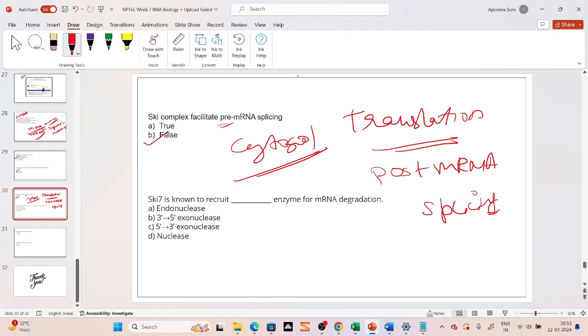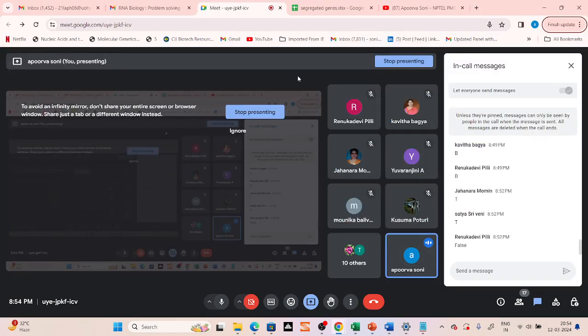We have studied that there are two kinds of exosomal complexes. First is the TRAMP complex, which functions in the nucleus, and the Ski complex, which functions in the cytoplasm. So if it is functioning in the cytoplasm, that means the mRNA is coming into the cytoplasm and is about to be translated. So obviously it has gone through the mRNA splicing and everything. So it is false. Is it clear to everybody? This is the concept of Ski.